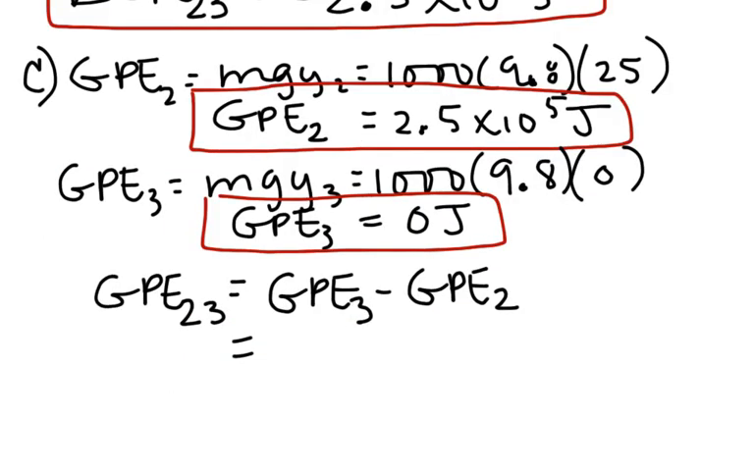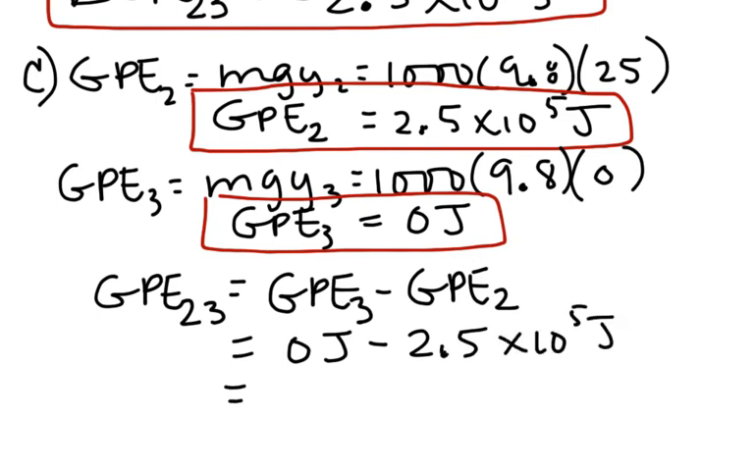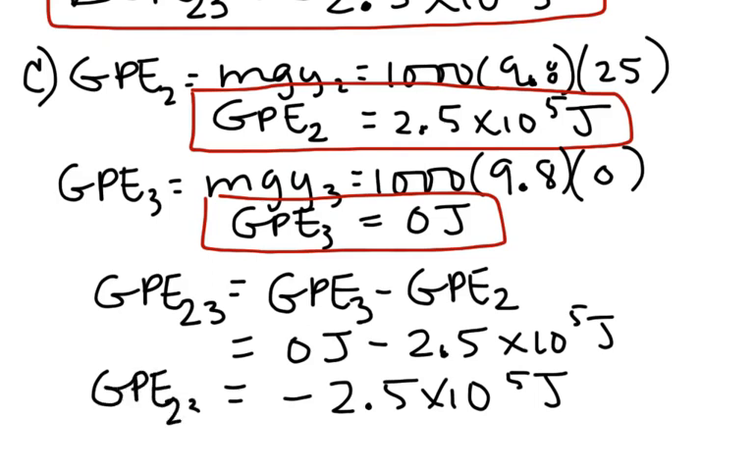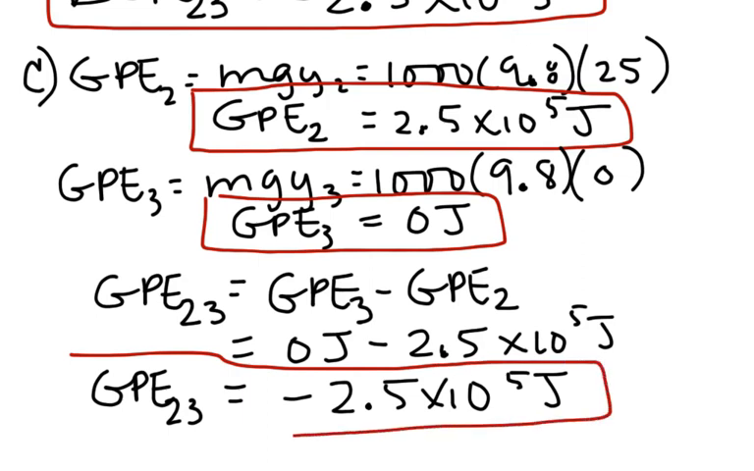Okay, so my change in gravitational potential energy from 2 to 3 will be my gravitational potential energy at 3, which is 0 joules, minus my gravitational potential energy at 2, which is 2.5 times 10 to the 5 joules. Gives me an answer of negative 2.5 times 10 to the 5 joules. That's my change in gravitational potential energy from points 2 to 3. And we'll put a little box around there.